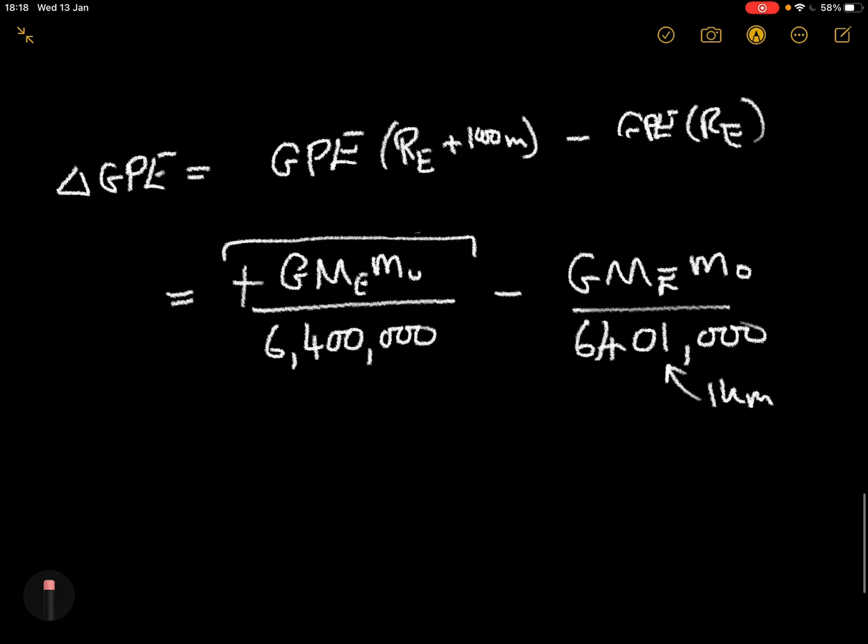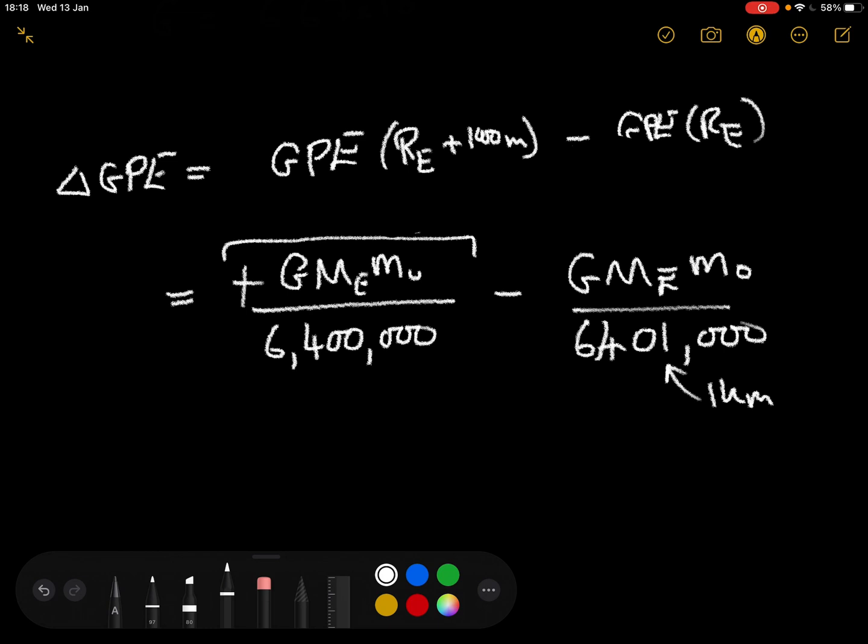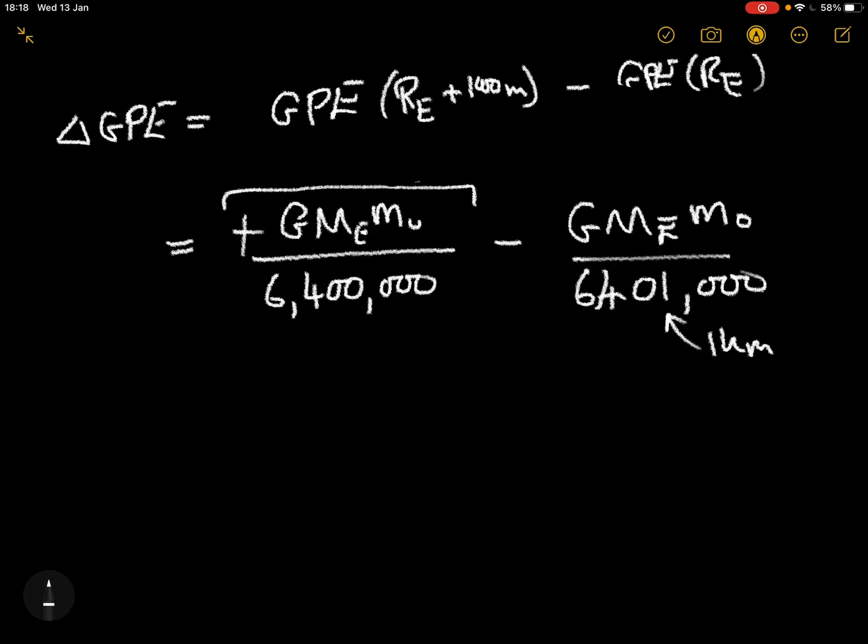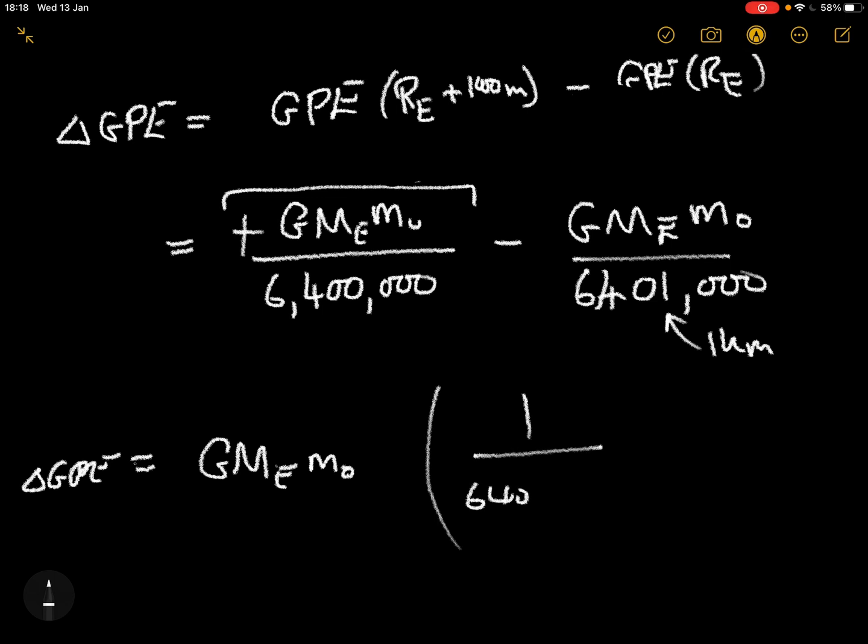So what do we get? Well, the nice thing is we can take that into two parts. We've got G, M_E, M_O on both sides. So the change in GPE is equal to G, mass of the Earth, mass of the object, times 1 over 6,400,000 minus 1 over 6,401,000. Multiplying these through using my calculator, which is 6.67 e to the minus 11.